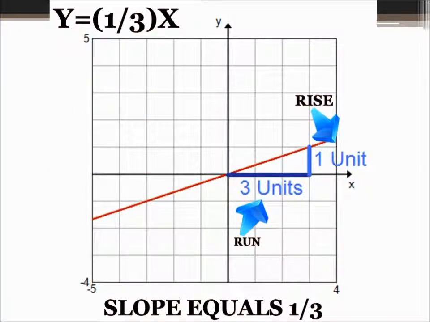Here we have an example of identifying where the slope equals 1/3. You'll see that for 1/3, you have to move to the right 3 and up 1.